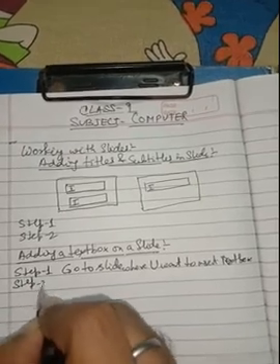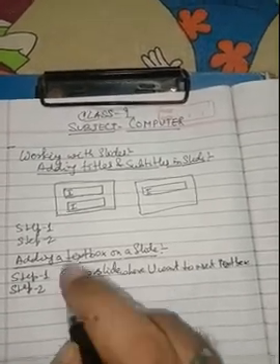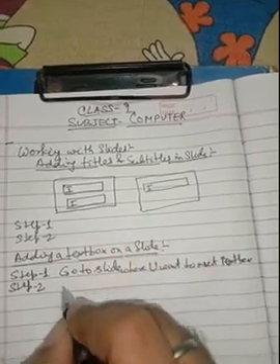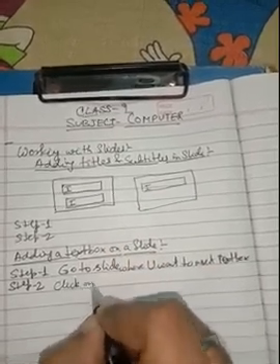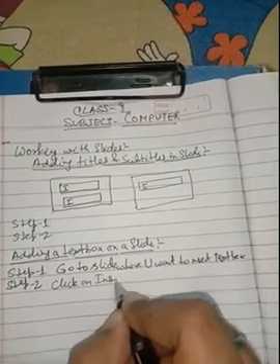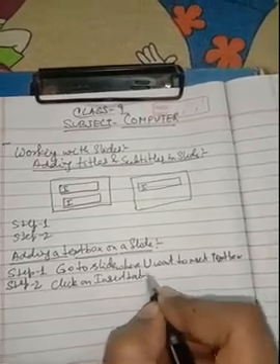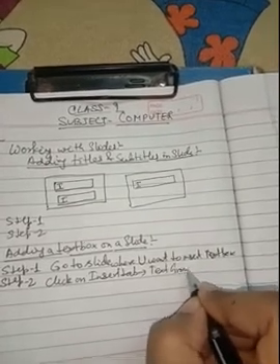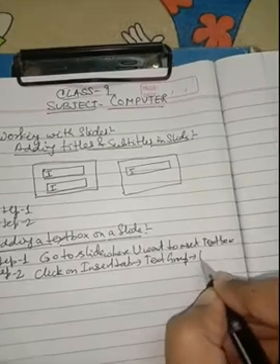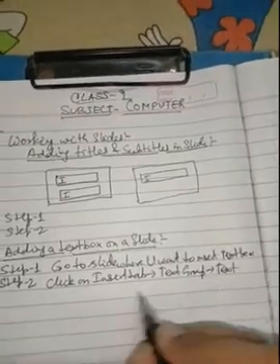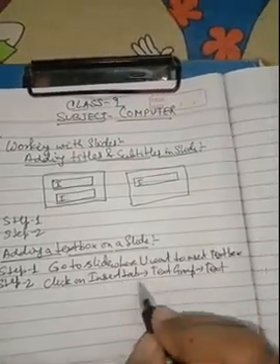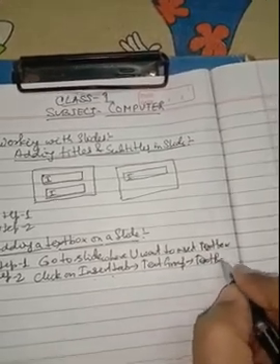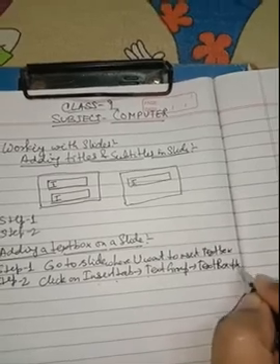Next, step 2, click on the text box option that is available in the Text group on the Insert tab. So click on the Insert tab, and from the Insert tab move to the Text group, and from the Text group click on the Text Box option. So first of all move to the Insert tab, then the Text group, and then click on the Text Box option.